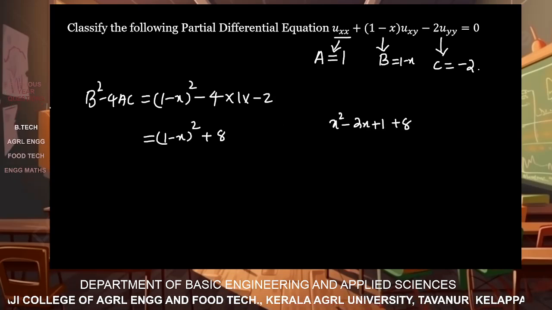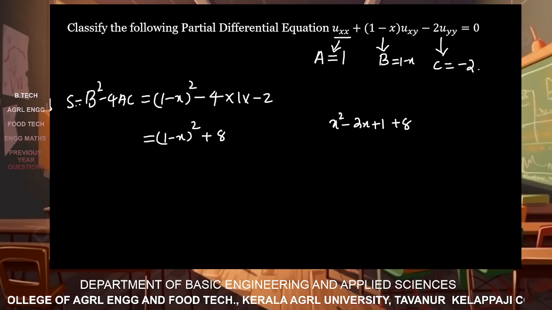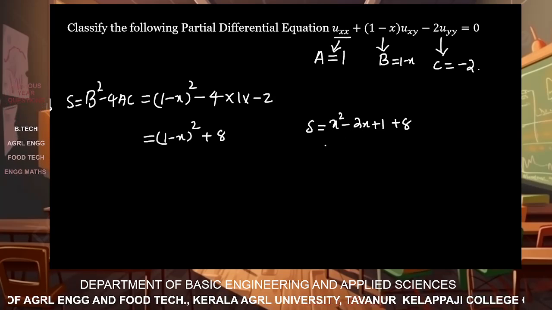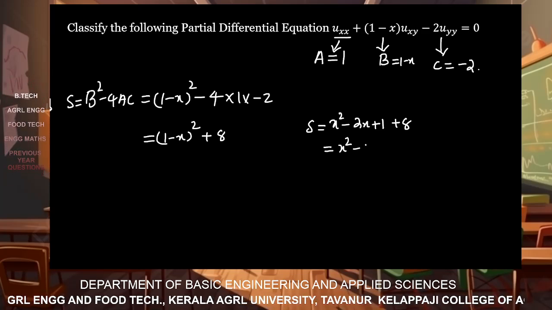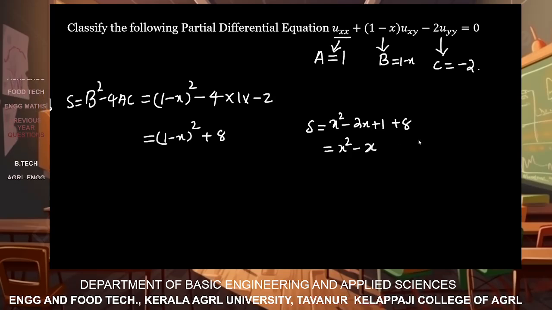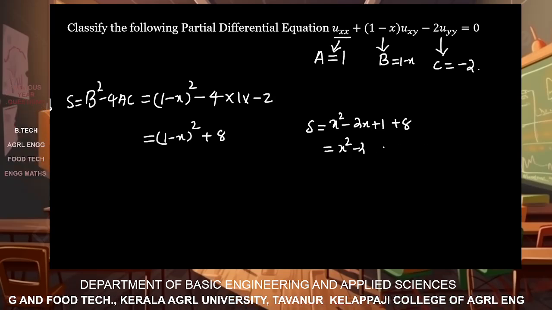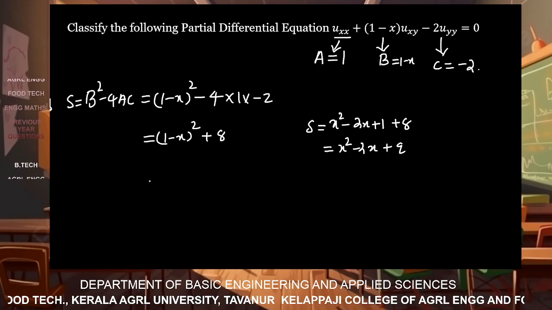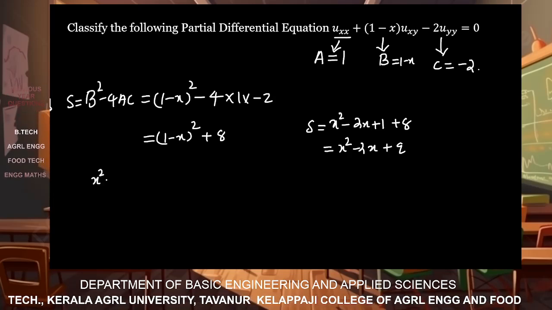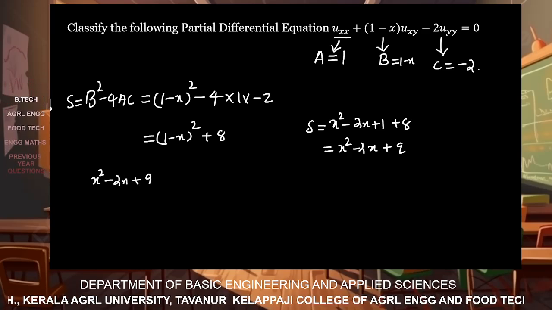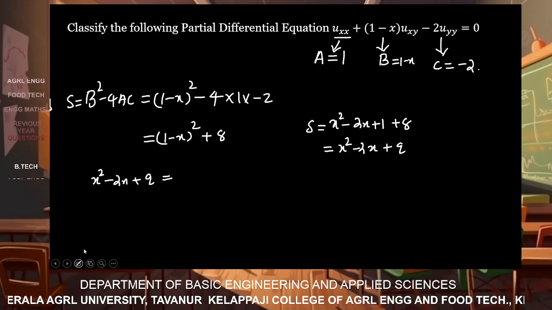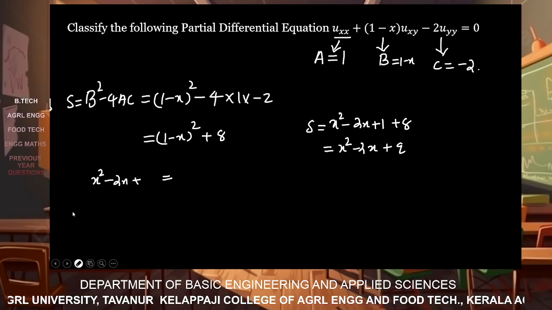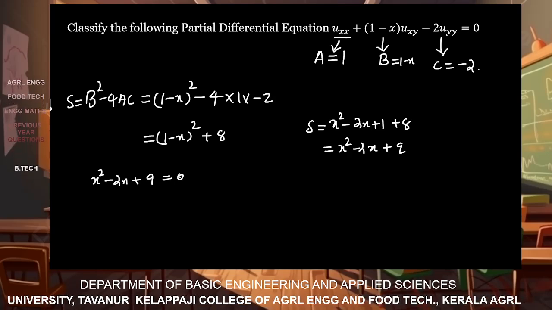This is sometimes denoted by s. For simplicity we can denote it by s. s is equal to x square minus 2x plus 1 plus 8, that is x square minus 2x plus 9. Now we are looking for what value this will be equal to 0. So x square minus 2x plus 9 equals 0.